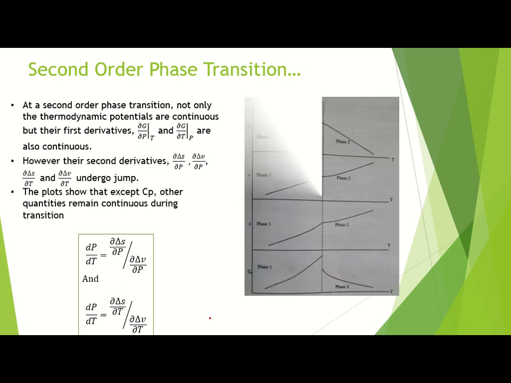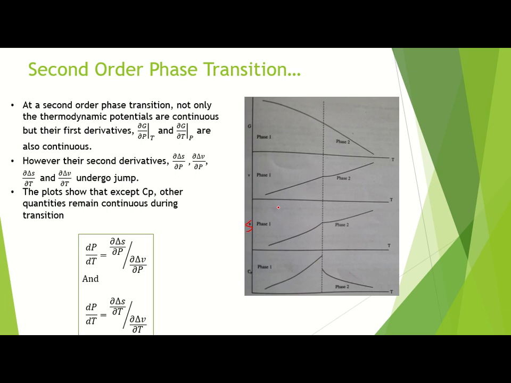Let me show you the plots and how they look. At the second order phase transition, thermodynamic potentials like the Gibbs free energy are continuous functions, so there is no discontinuity. Their first order derivatives are also continuous: ∂g/∂p is the specific volume, and you can see it is continuous, with a slight change but not a discontinuity. The first order derivative of g with respect to temperature gives the entropy, which is also continuous.